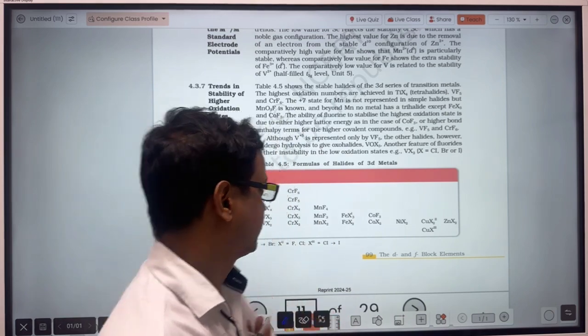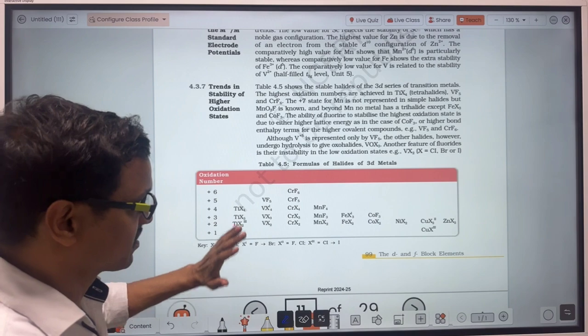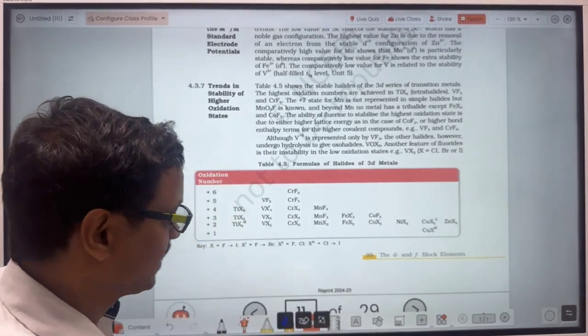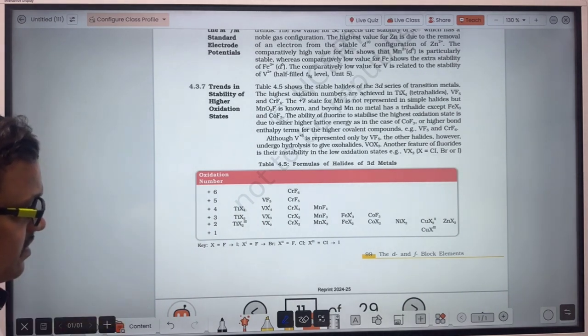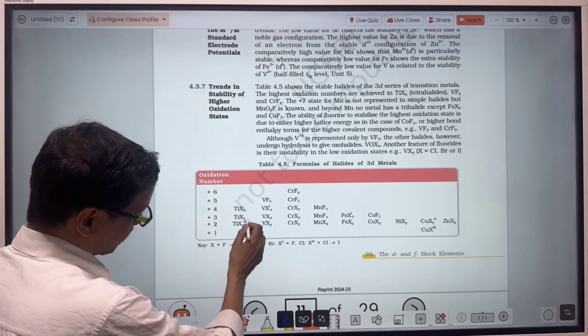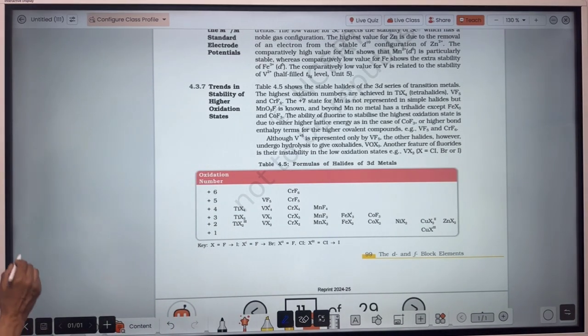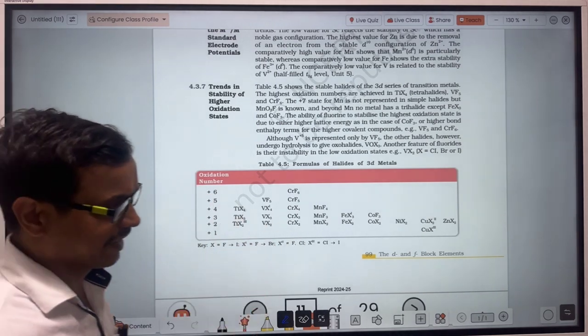So let's see. The transition elements will show the higher oxidation states with halides as well as with oxygen. Firstly, let's see how the transition metals show the higher oxidation states with halogens, beginning from scandium. You already know scandium's oxidation state is +3, so it will show only one oxidation state, that's ScX3. Only one set of halides it will form.